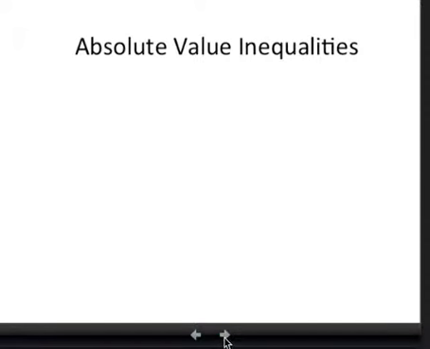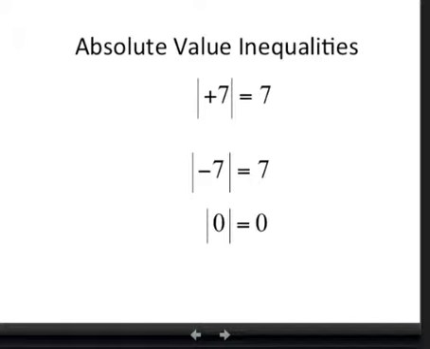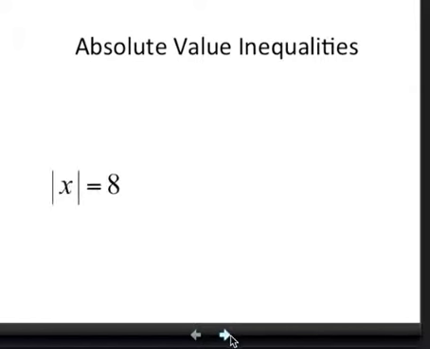Let's look at a few examples. Absolute value of positive 7 equals 7. Absolute value of minus 7 equals 7. And absolute value of 0 equals 0. So here, these should give you a fair indicator of what the same distance from 0 on the real number line means. So let's look at some absolute value equalities.